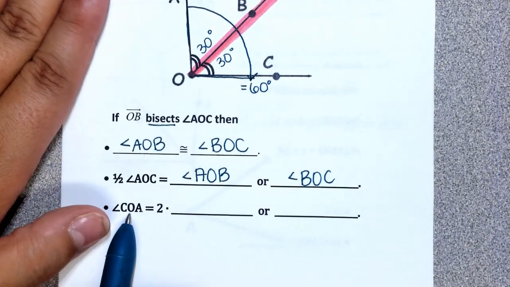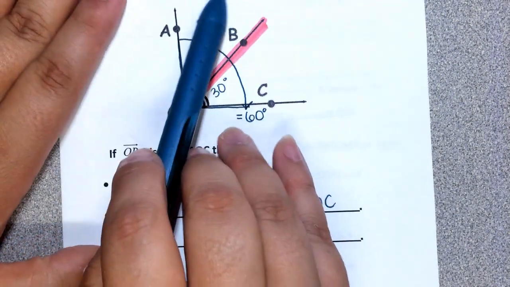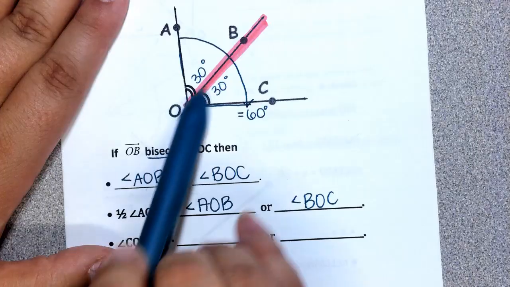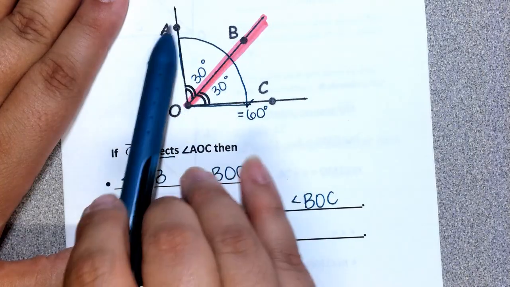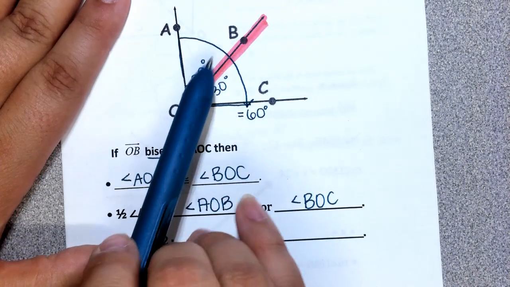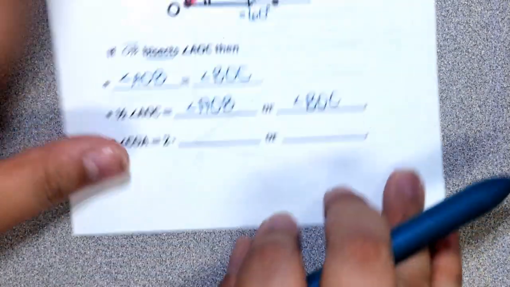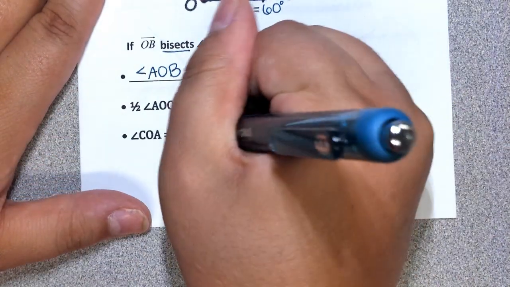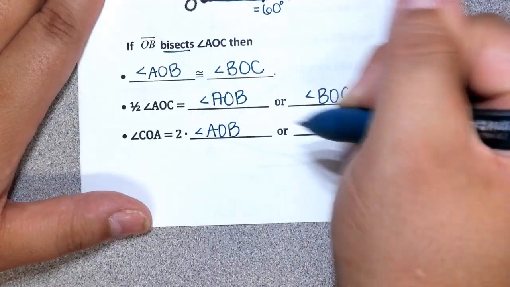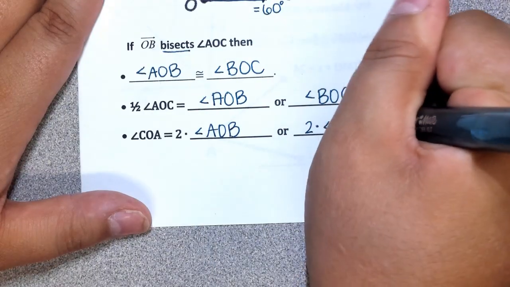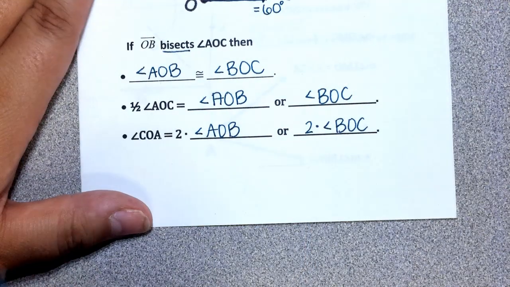All right, what about the whole thing? AOB times what, how do I get the whole thing? Instead of adding 30 plus 30, don't you agree I can also multiply it by 2? So that's what this is saying. 2 times angle AOB or 2 times angle BOC will give me the whole thing.